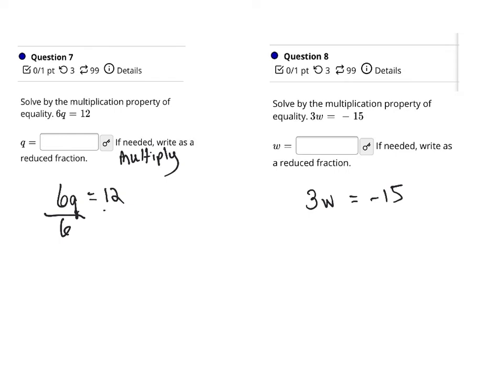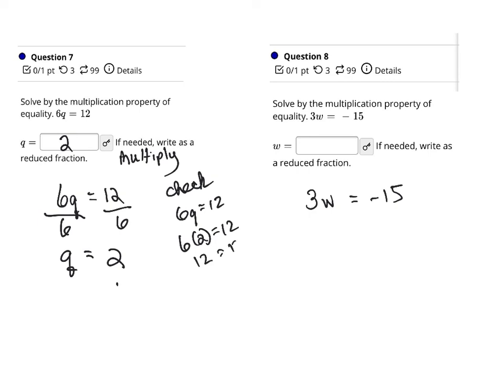And so this 12, I'm going to also divide by 6, because what we do to one side, we do to the other side. This leaves me a q equals 12 divided by 6 is 2. So there is my answer. Now, if we were going to check it, 6q equals 12. I think the answer is 2, so I'm going to replace the q with 2. Simplify the left side, that's 12. Bring down the right side, 12. It checks. Now, the 2 is your answer. The 12 equals 12 is just your check.